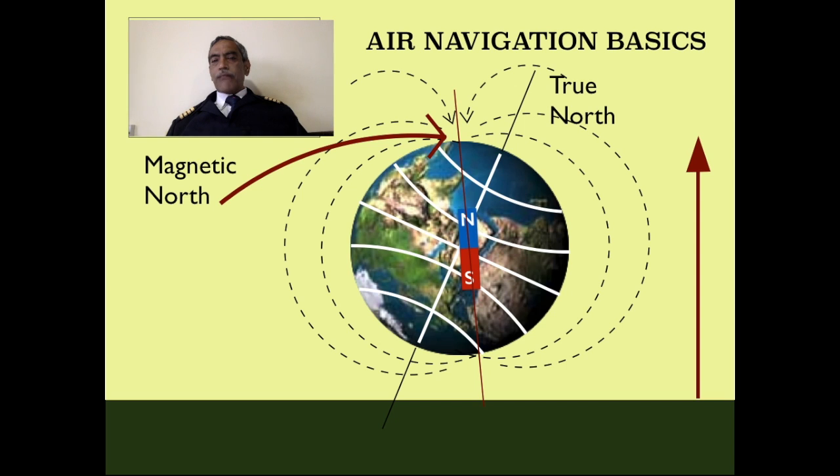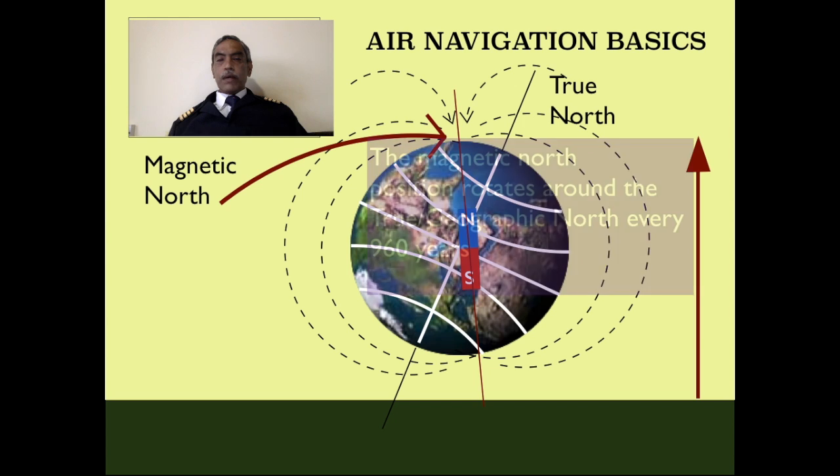Now, as I have shown in this figure, I have shown the magnetic flux lines which are pointing towards the magnetic north. And once again, this magnetic north itself is not a fixed point. Let's see what are the characteristics of magnetic north. The magnetic north position rotates around the true, or the geographic north, every 960 years. So it's a continuously changing position. That's the point which I want to reiterate.